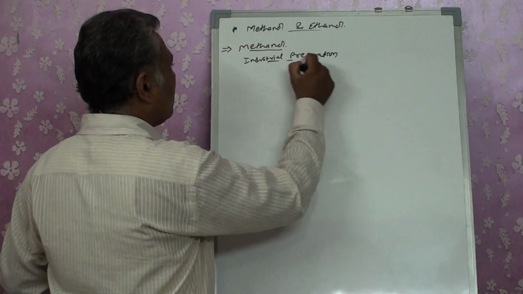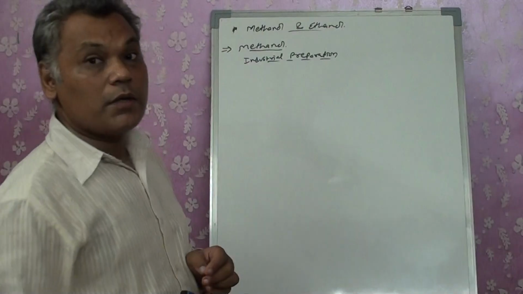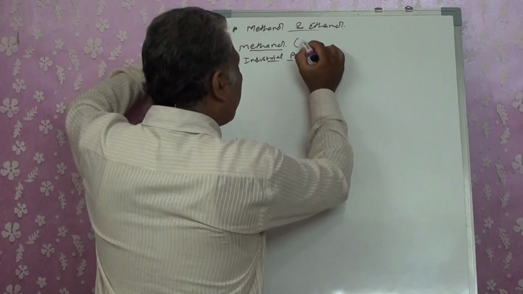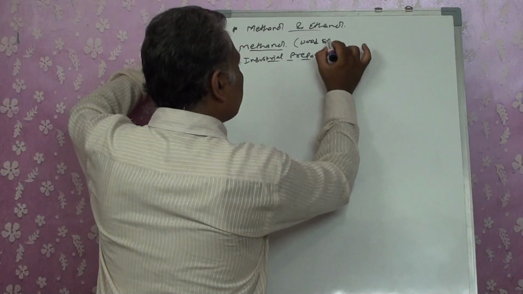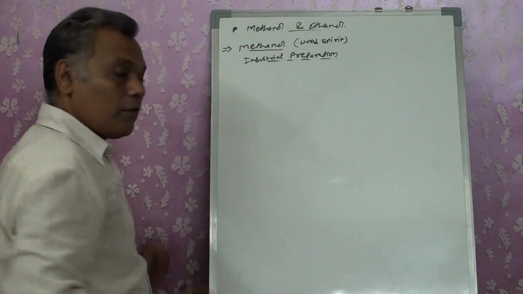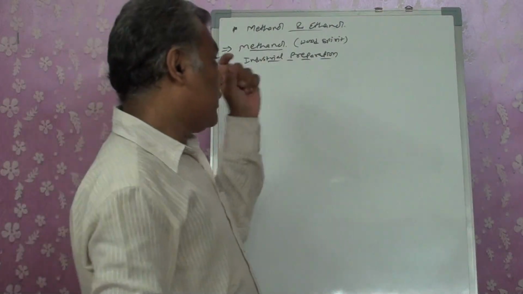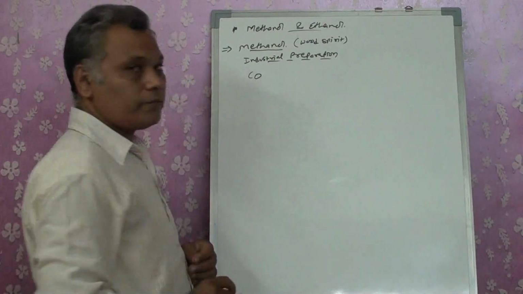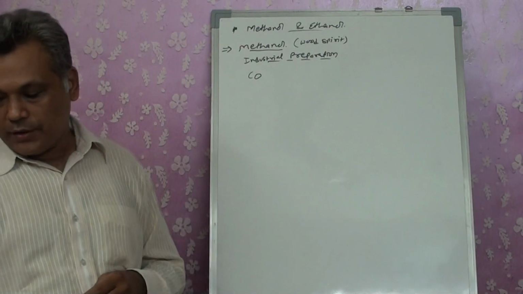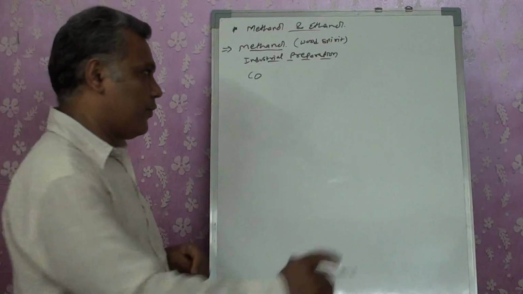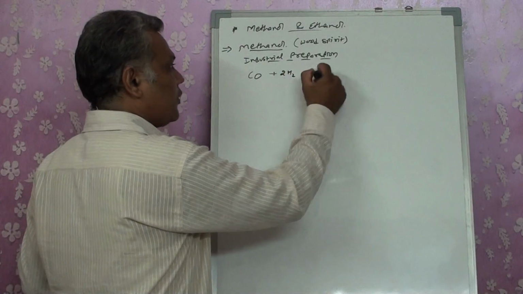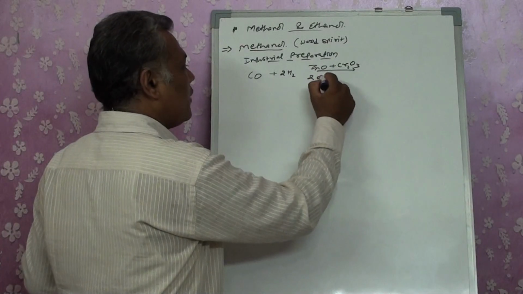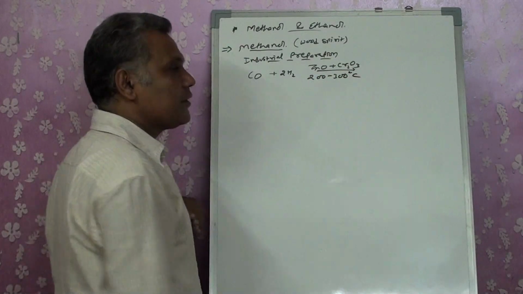Industrial preparation of methanol is done with carbon monoxide. Before I write it, the common name of it is wood spirit. It was prepared from wood, but now it is prepared from CO. When carbon monoxide is reacted with 2H2 in the presence of ZnO Cr2O3 at 200 to 300 degree Celsius temperature.